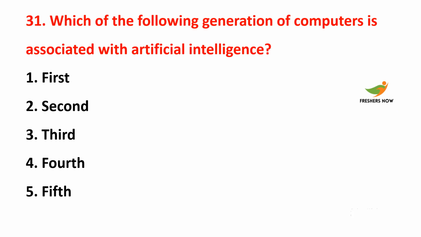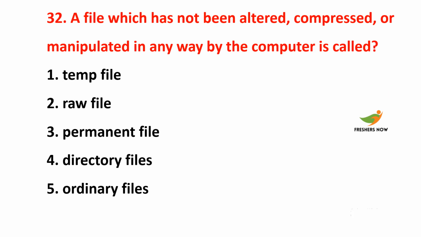31st question. Which of the following generations of computers is associated with artificial intelligence? And the answer is option 5, fifth. 32nd question. A file which has not been altered, compressed or manipulated in any way by the computer is called? And the answer is option 2, raw file.